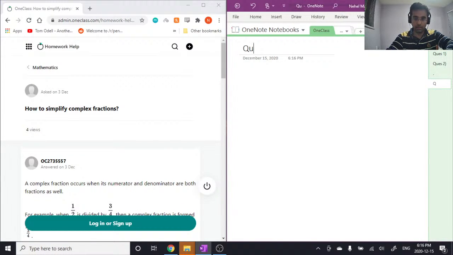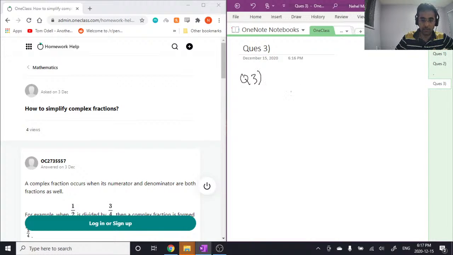Okay. Question number 3. How do you simplify complex fractions? So complex fractions are essentially when fractions have fractions inside themselves.